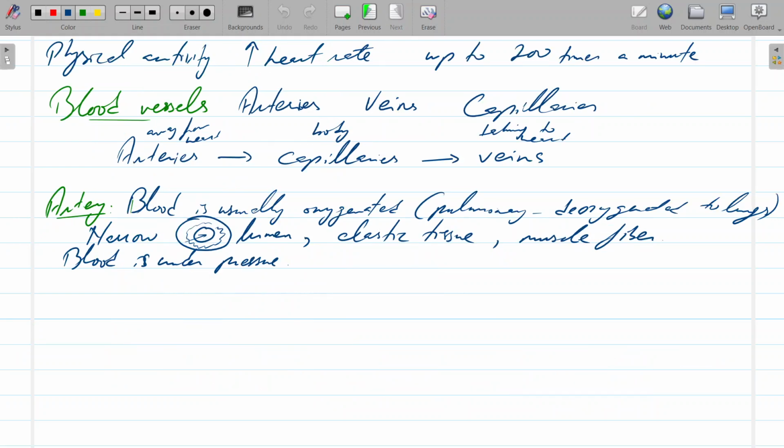So the elasticity and the muscular toughness and the thickness allow for that blood under high pressure to pass through, and that's why you need it. We'll see that the capillaries obviously have none of this, and the veins do not have a thick layer of muscles, because the blood, by the time it reaches the veins, is under considerably lower pressure, much lower pressure.